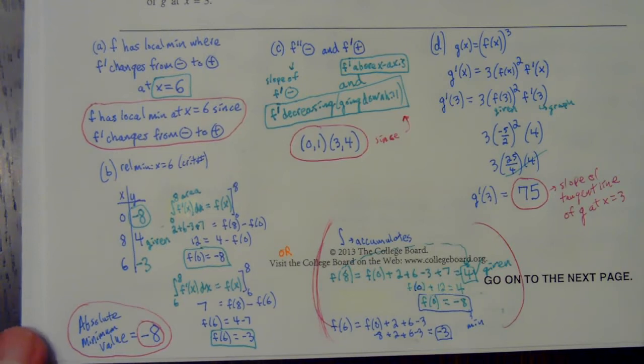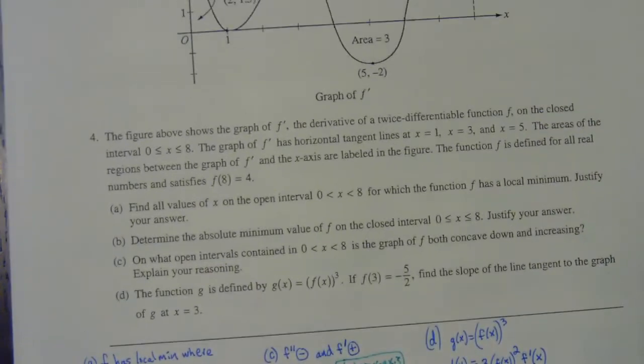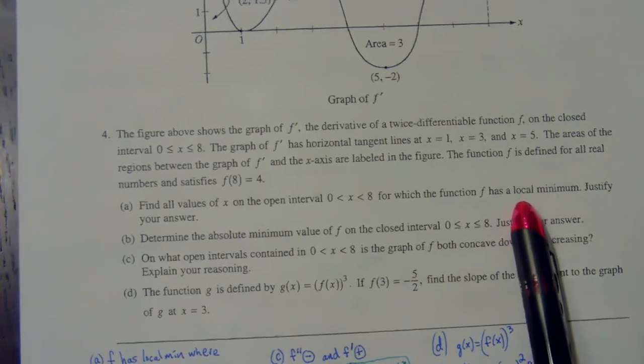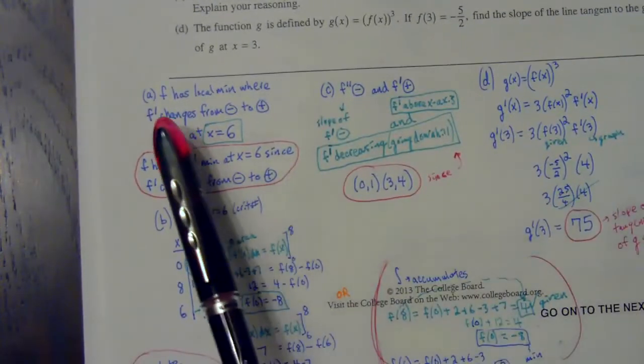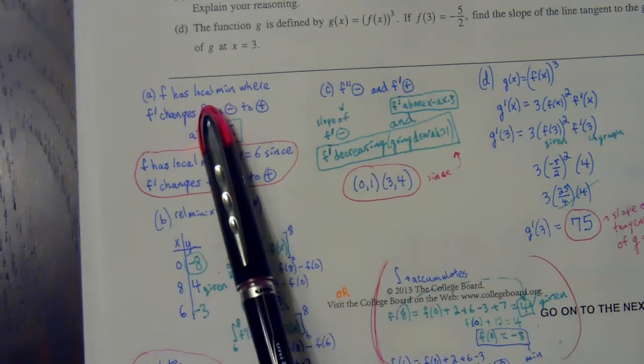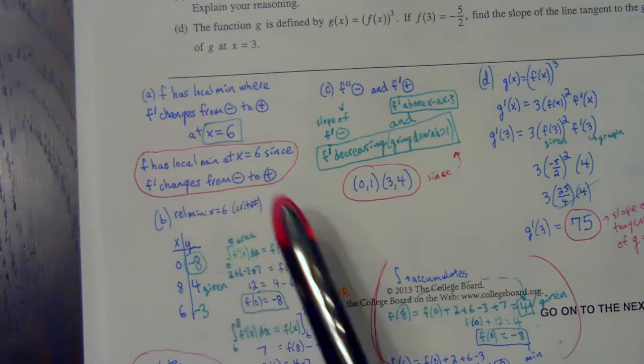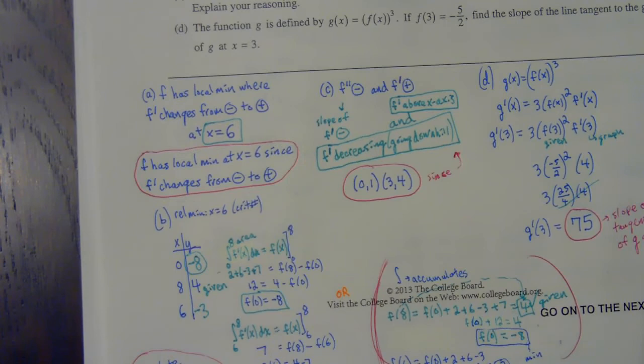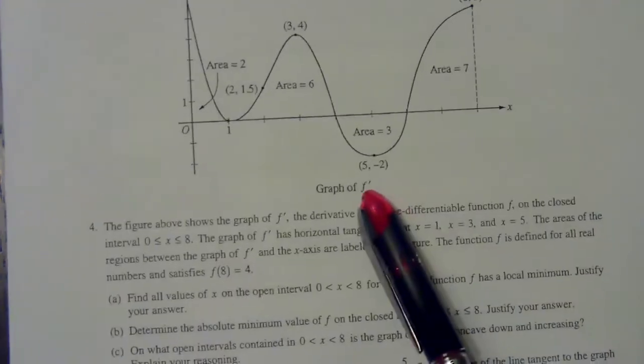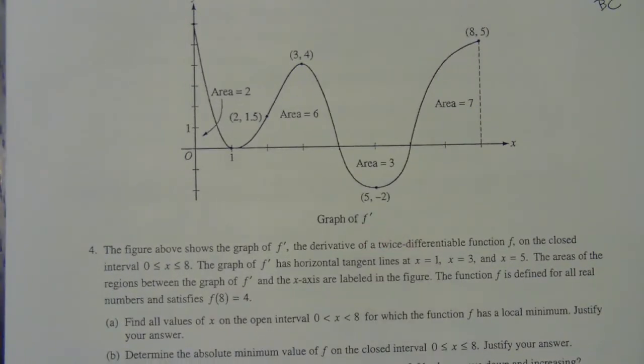All right, now letter A just says, where does F have a local min? Local min is the same thing as a relative min. So let's do that justification first. We know F has a relative min or a local min where the derivative changes from negative to positive, right? And this is your derivative graph. So if I ask you where the graph changes from negative to positive, you're thinking where does it go from below to above the x-axis.